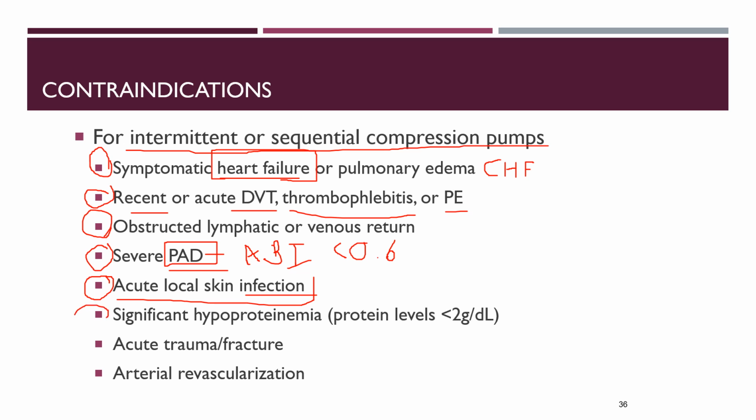If there's significant hypoproteinemia, remember we looked at the normal levels earlier. If there's significant hypoproteinemia, less than 2 grams per deciliter, then compression is contraindicated. Remember that the normal ranges are about 6 to 8. Okay? If there's an acute trauma or fracture, again, we're not going to compressive wrap that limb. Or if there's arterial revascularization, we're not going to compress that area as well.